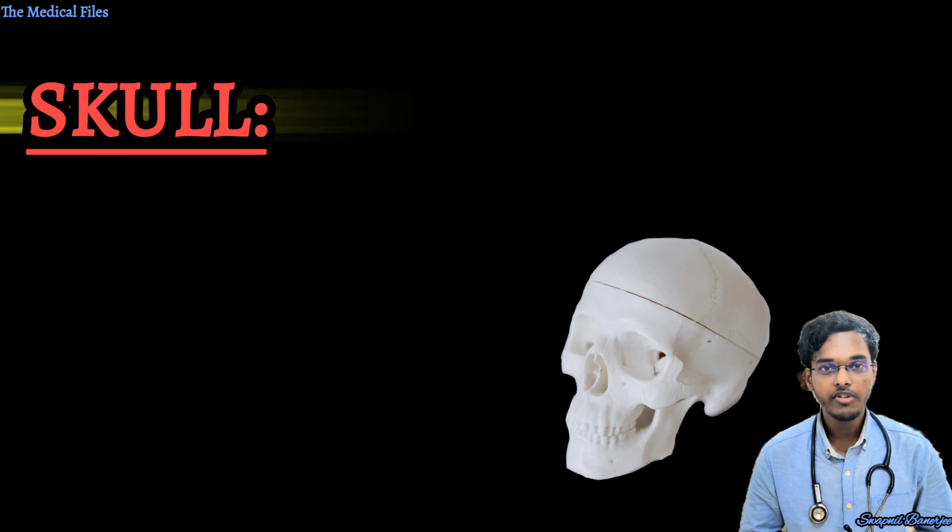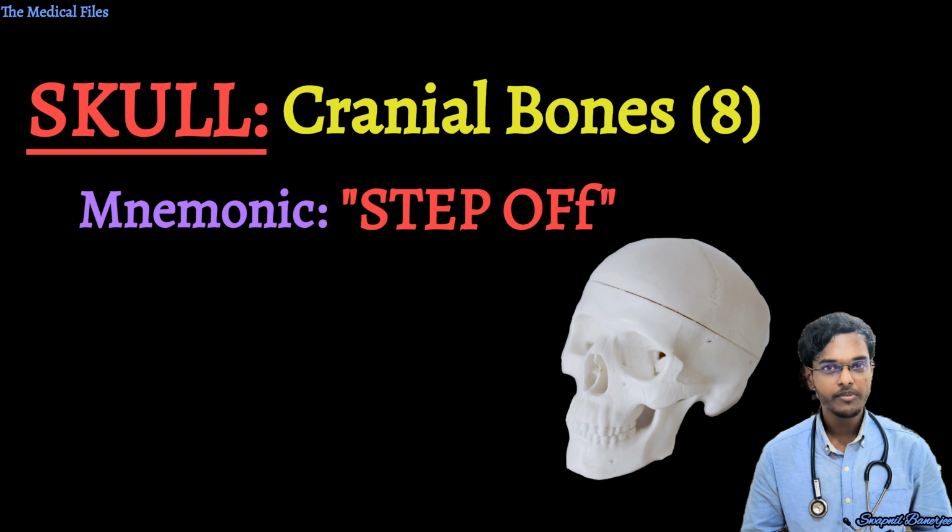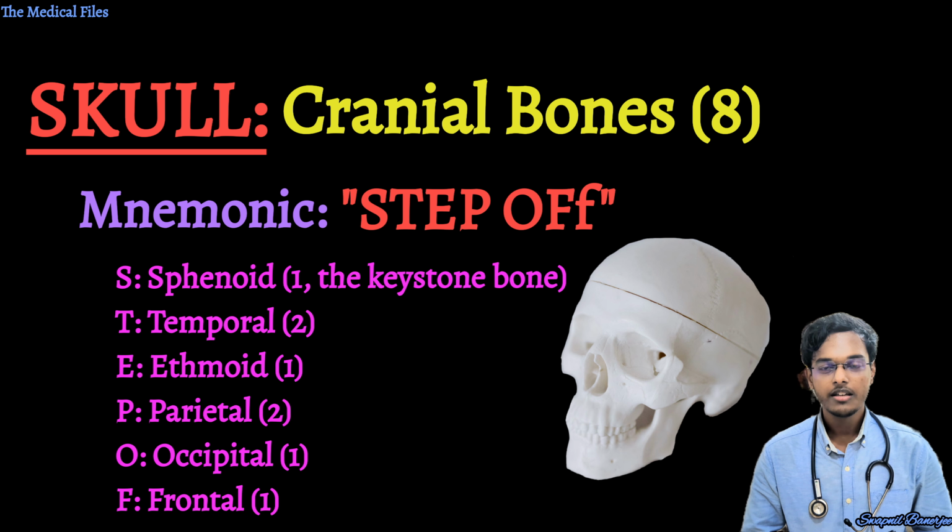For remembering the bones in the cranium, we shall use the mnemonic STEP OF. S for sphenoid, T for temporal, E for ethmoid, P for parietal, O for occipital, and F for frontal. Now remember, there are only 2 bones that are in pair, that is the parietal bone and the temporal bone, and all the other bones are 1 in number.